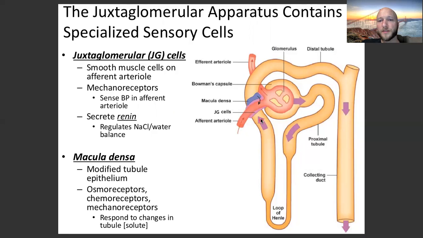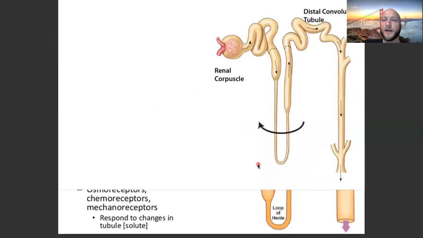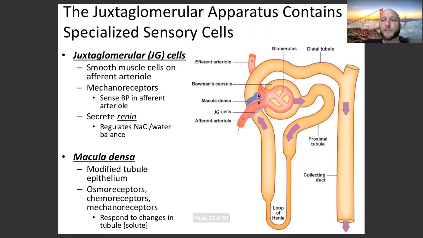And what you'll notice is that it loops back around right by the glomerulus. It's not kind of unfolded like this. It's got to loop back around so that it crosses really close. And there's an important reason for this. The juxtaglomerular apparatus contains specialized sensory cells.